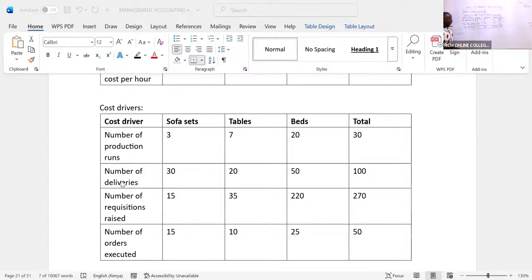And then, ladies and gentlemen, after that, we have number of orders executed. Number of orders executed: 15, 10, 25, giving us 50 at the end of the day.